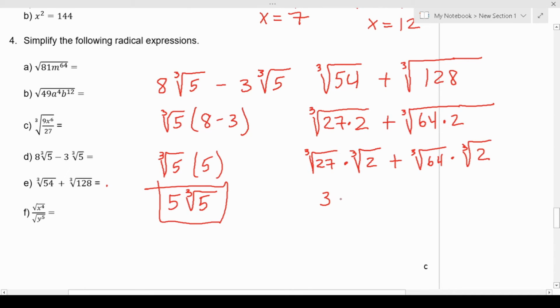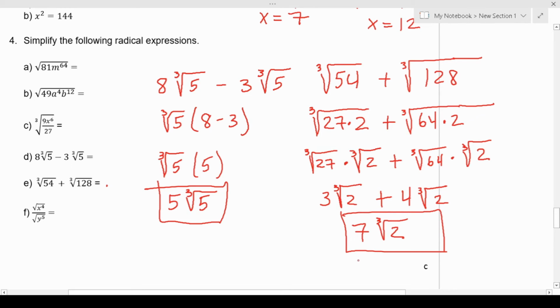Let me rewrite that. The cube root of 2 plus the cube root of 64 is 4, given that 4 times 4 times 4 is 64. So this is 4 times the cube root of 2. And now we could just add these together as if they were like terms. 4 plus 3 is 7. So this is 7 cube root 2. So this is completely simplified now.